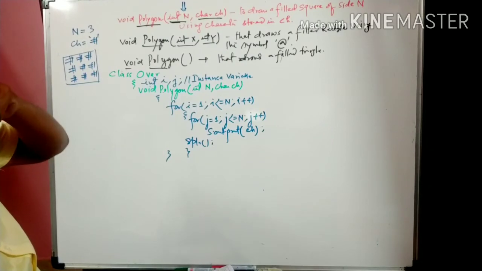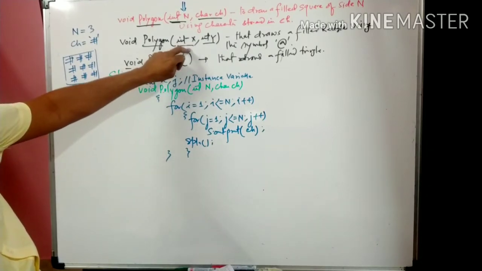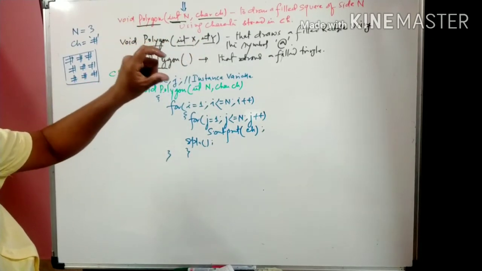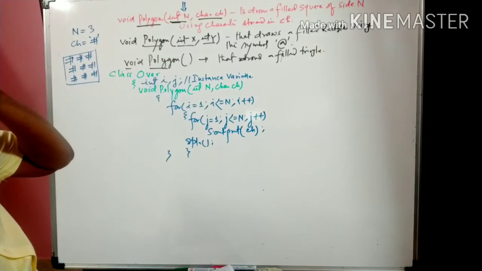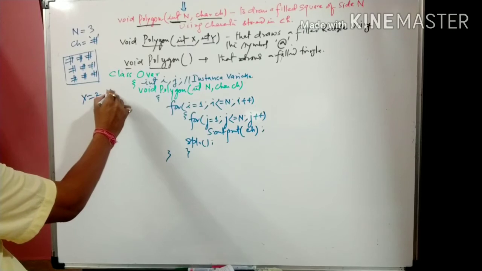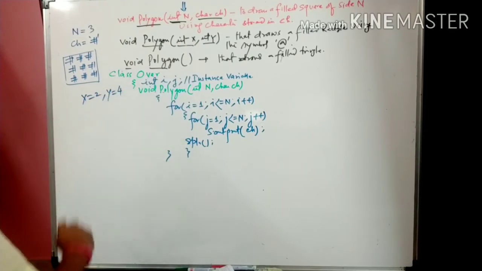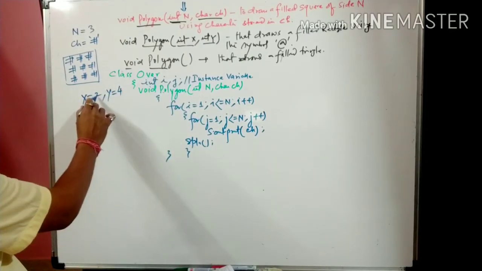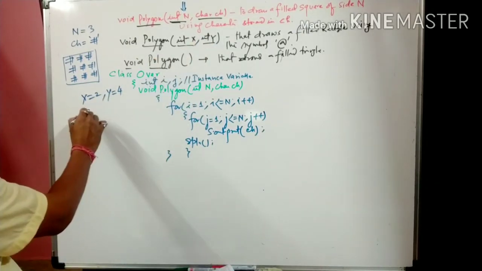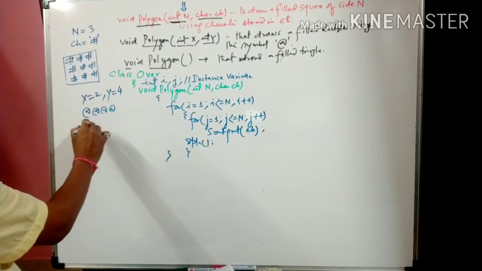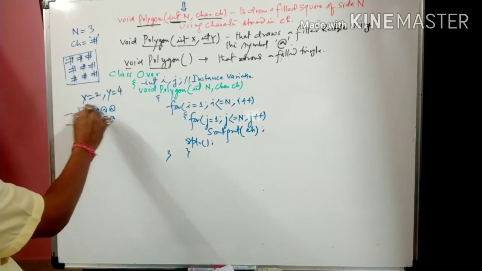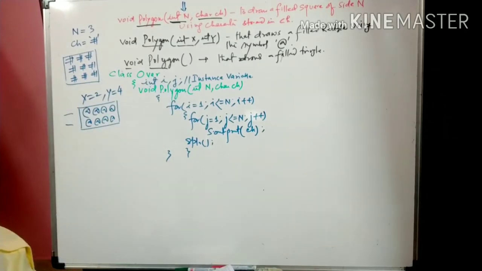The symbol @ is fixed, where x is the total number of rows and y is the total number of columns. When rows and columns are different, your shape will be just like a rectangle. Suppose the value of x is 2 and the value of y is 4. So how many rows will there be? There will be 2 rows and 4 columns, and it will print @ like that, @ @ @ @. When you see this, there will be 2 rows and 4 columns, and your shape will be just like a rectangle.